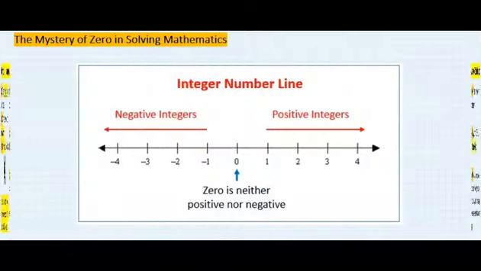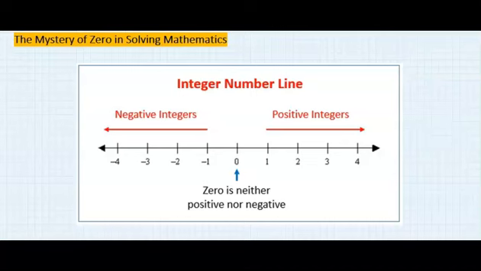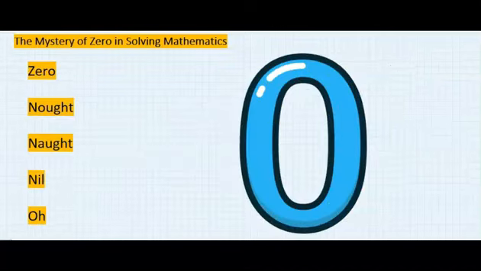Zero represents a neutral position on the integer number line. 0 is also known as nought, nil, and at times O. In philosophy, 0 represents a void, nothing. But the mathematical 0 displays strange properties when used in solving mathematical problems.